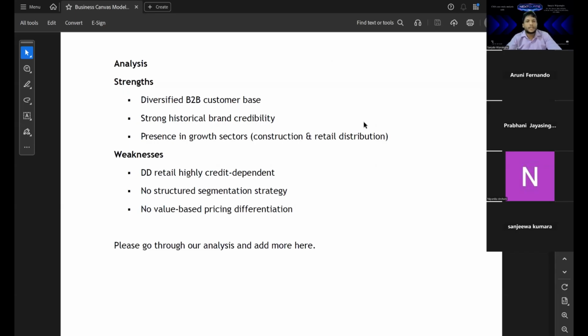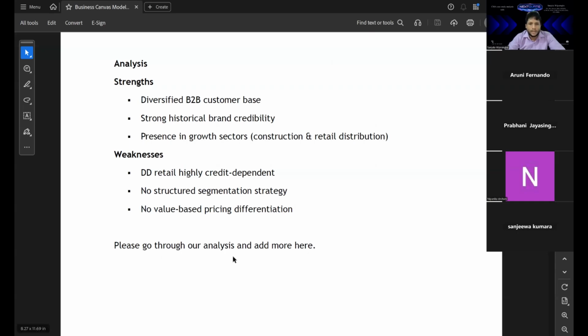Then weaknesses: DD retail highly credit dependent. No doubt on this. Highly credit dependent, working capital pressures are there. No structured segmentation strategy. We cannot clearly say that there is a structured segmentation strategy. Then the last one, no value based pricing differentiation. I think if I'm not mistaken, in analysis 2 we discussed pricing, right? What is the best pricing method also. Now no value based pricing differentiation as well.